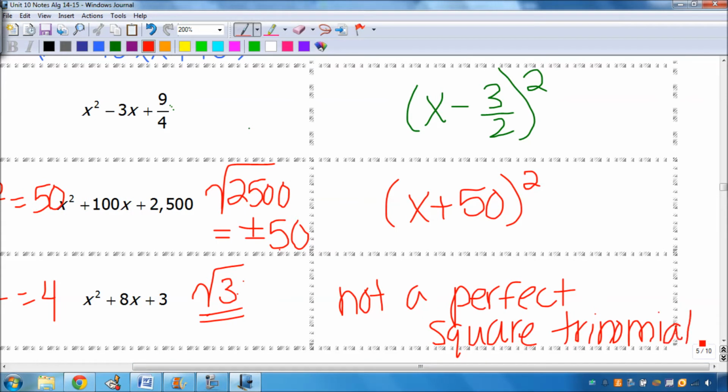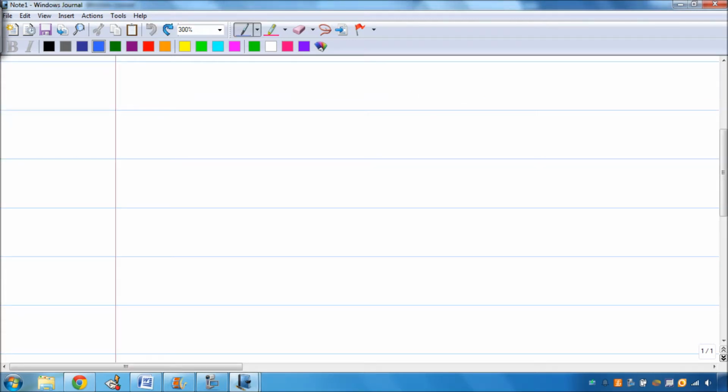And the reason why I can conclude it's definitely not factorable is not only is it not a perfect square trinomial, there's no difference of perfect squares, there's no GCF, and it's not a trinomial that can be factored any other way. All right? Before we do questions 1 and 2 on the bottom of our page, I want to go over something with you guys really quickly.